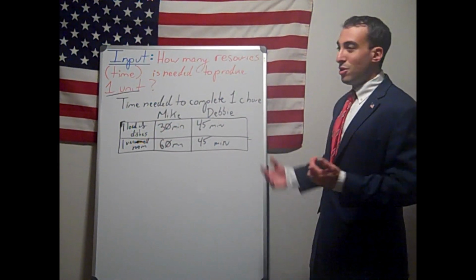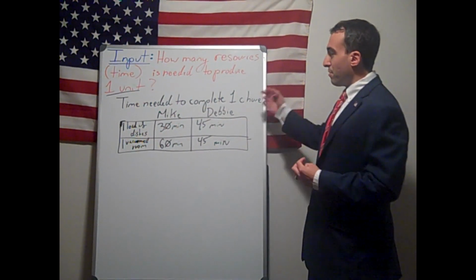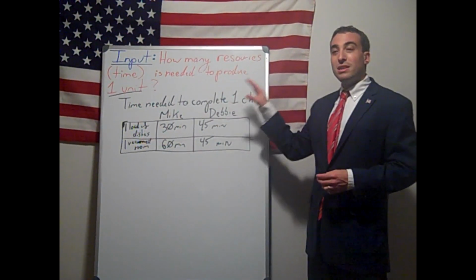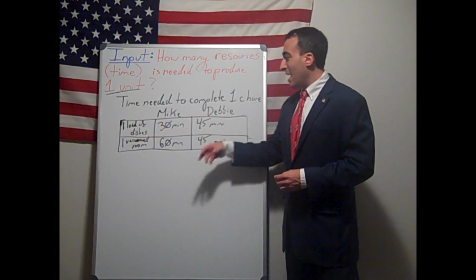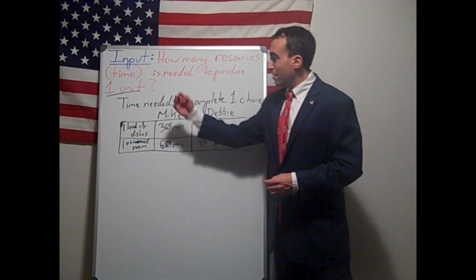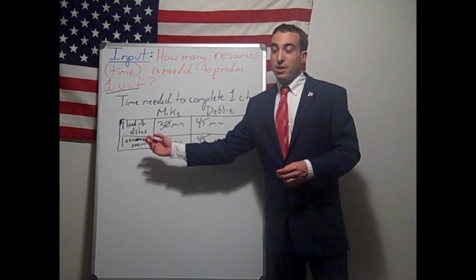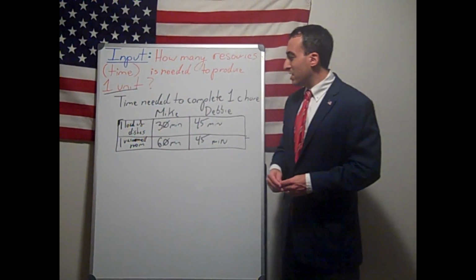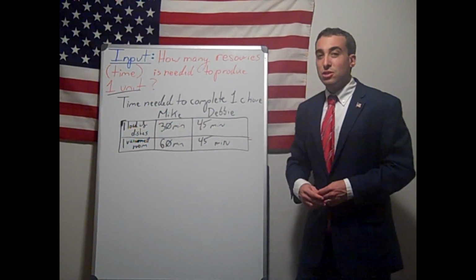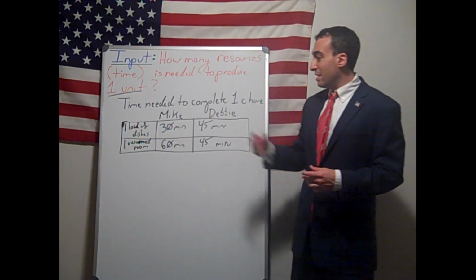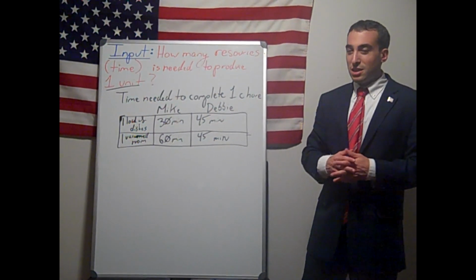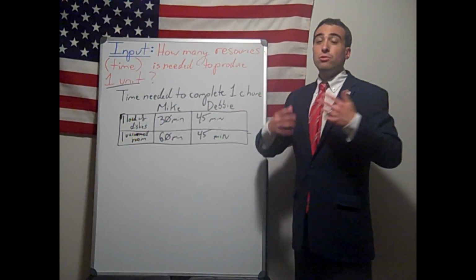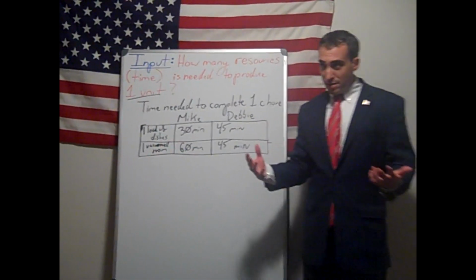So let's do a silly example, one I do in class, and one from a review book. Let's say the time needed to complete 1 chore. We have Mike and Debbie, 1 load of dishes, and 1 vacuumed room. So to complete 1 load of dishes, Mike takes 30 minutes. To vacuum 1 room might take 60 minutes. For Debbie, it's 45 minutes each. And then the question is, well, who should do what?